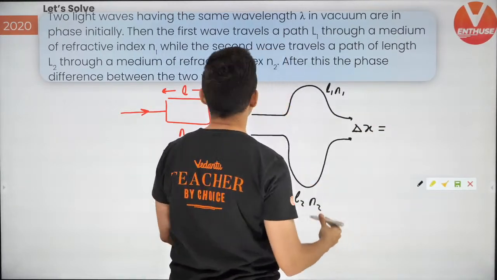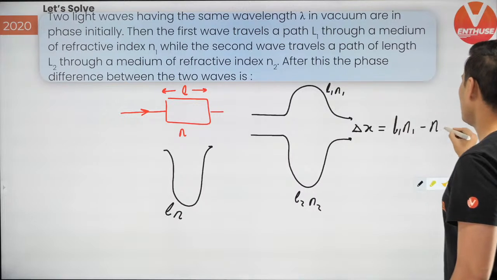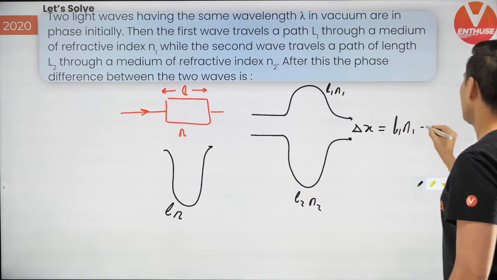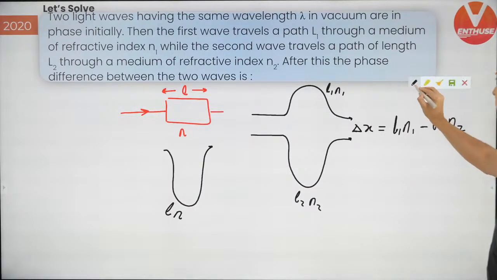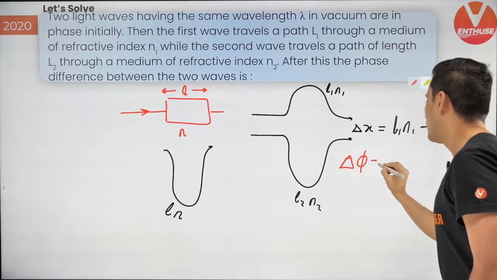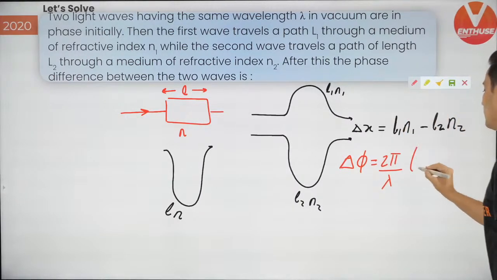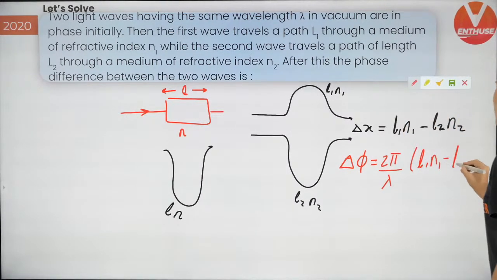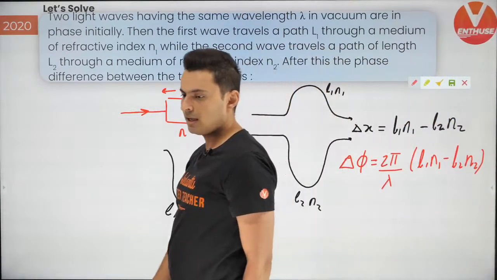is going to be whichever is bigger minus whichever is smaller. So L1 n1 minus L2 n2. I hope that makes sense. So that's the path difference, and hence guys, the phase difference will be 2 pi divided by lambda into this path difference, which is L1 n1 minus L2 n2. Is that okay guys? Understood.